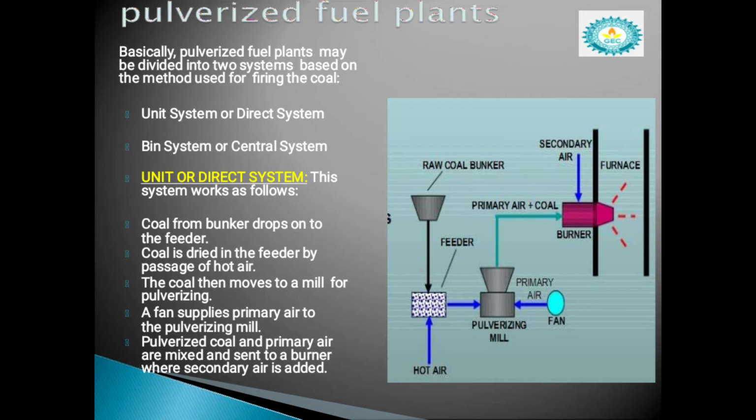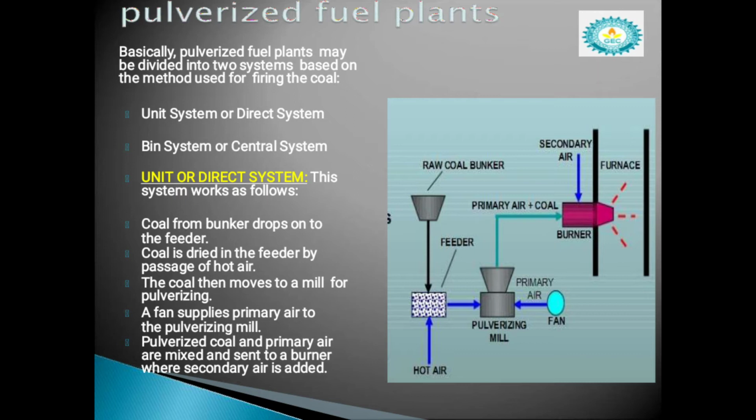The first system is the unit system. Basically, pulverized power plants are divided into two systems, depending upon the firing of the coal. One is the unit system, also called the direct system. The second is the central system, also called the bin system. First is the unit system. On the left side we have a diagram. Now, what is the process in the unit system or direct system?